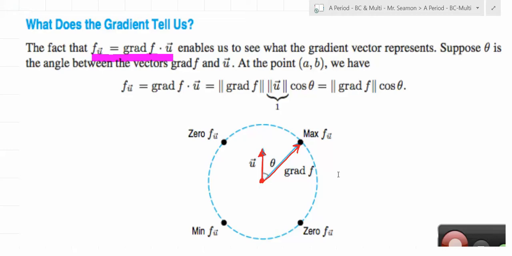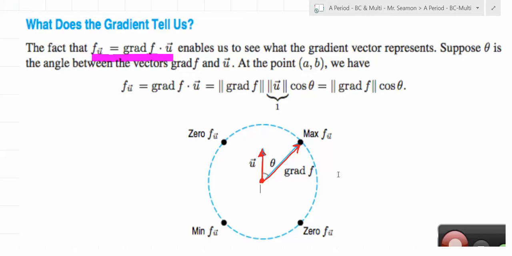What this tells you functionally is this. The steepest path is the gradient vector. The steepest path is in the direction of the gradient vector. You kind of with me so far?